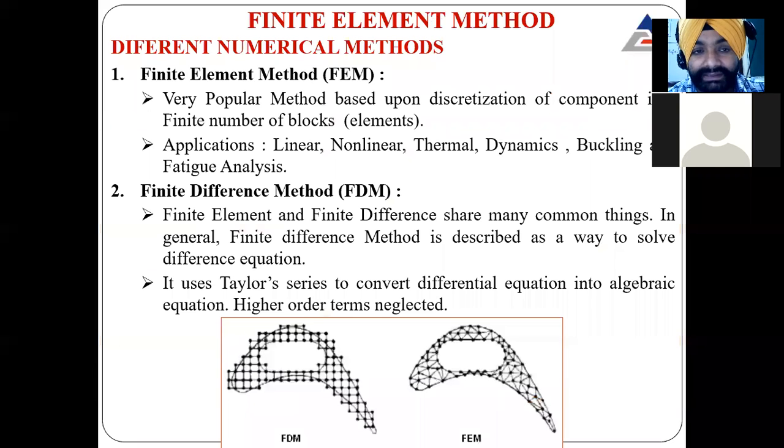Now, what is the finite element method and how to use it? There are a number of methods that we are going to study. The finite element method is a very popular method based upon discretization of a component into a finite number of blocks. You can see this diagram at the bottom of the screen. This is called discretization. This part is being divided into very small parts. This is discretization of a component into a finite number of blocks, and these small blocks are called elements.